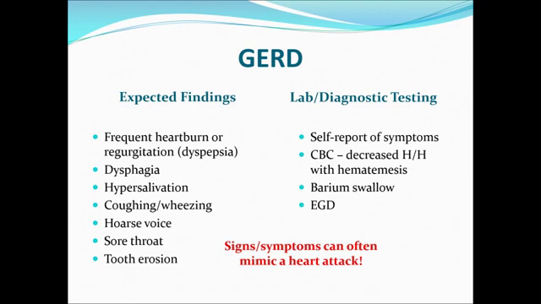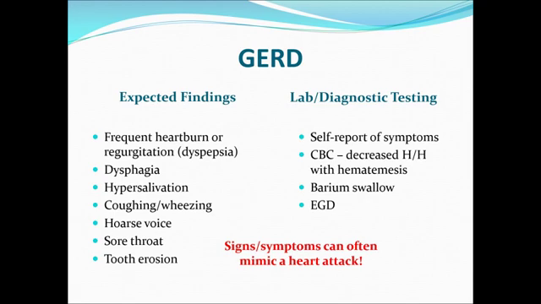So expected findings in a patient with GERD: they'll often report frequent heartburn, some regurgitation. You'll hear the term dyspepsia. They may have dysphagia, or difficulty swallowing, because of the irritation of the esophagus and throat. Hypersalivation is very common. They may actually exhibit coughing and wheezing just because as the contents reflux up and cause that irritation, the esophagus sits right behind the trachea. So they're actually in pretty close proximity, so you can get some regional irritation that goes over towards the windpipe.